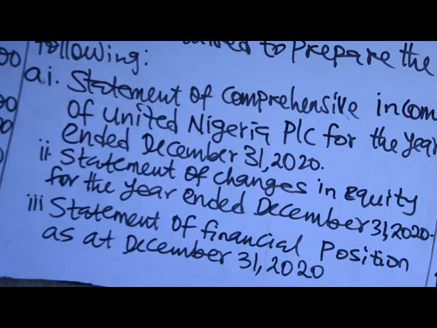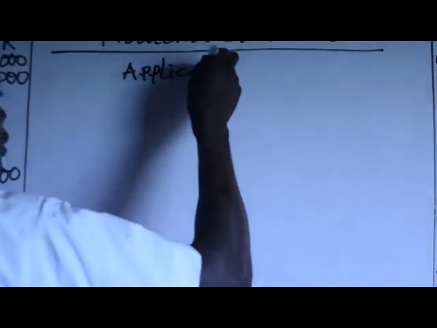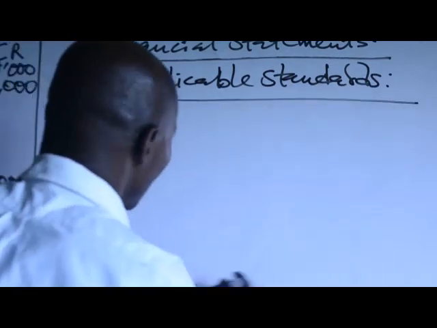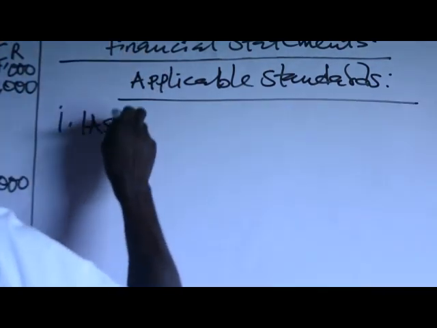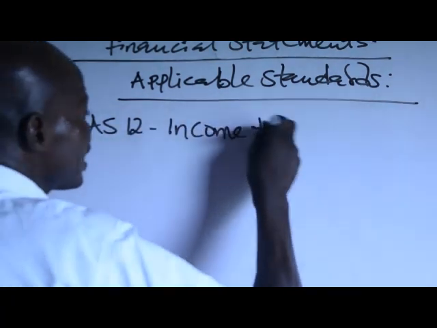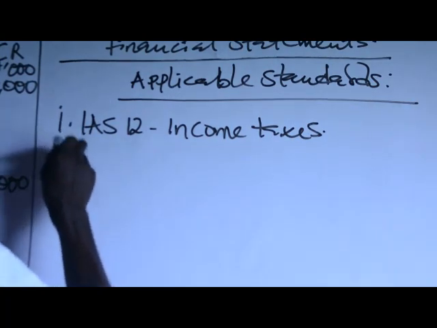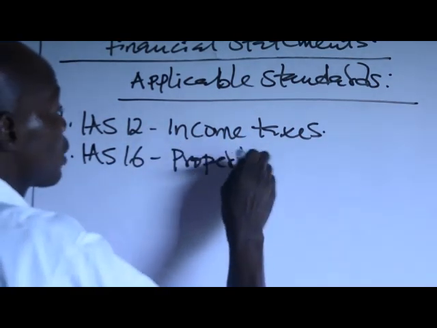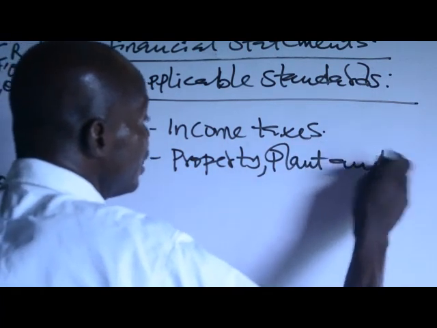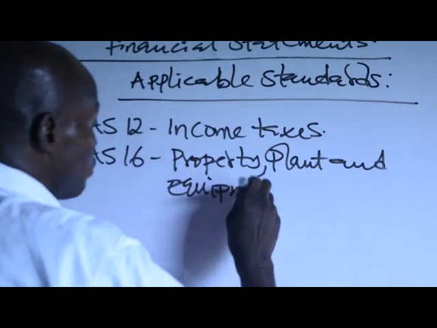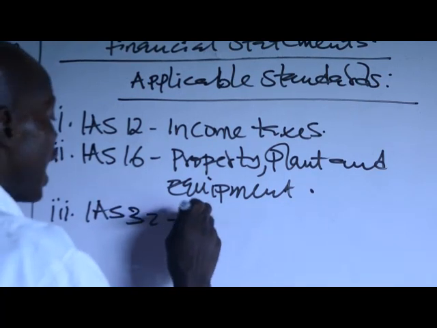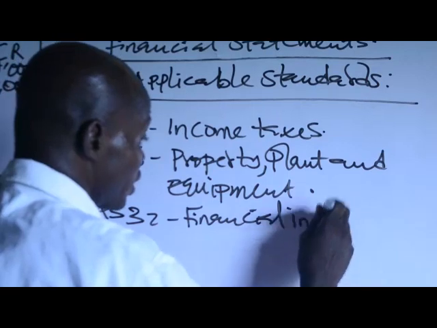That is the question. So, now we have the applicable standards. The following standards were examined in the question. Number 1, IAS 12, income taxes. Income taxes were tested in the question. Number 2, IAS 16, property, plant and equipment. Property, plant and equipment were tested in the question. Number 3, IAS 32, financial instruments.